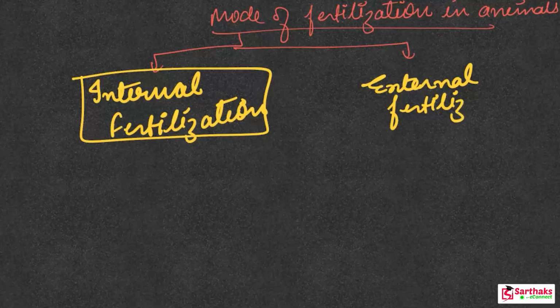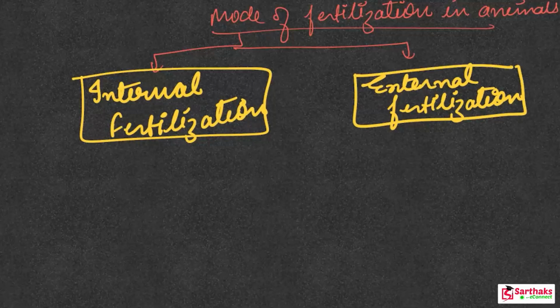External fertilization. Okay, so these are the two modes of fertilization. Let me explain what external fertilization and internal fertilization are. When fertilization, I mean the fusion of male and female gametes, occurs inside the body of the female, this is known as internal fertilization.